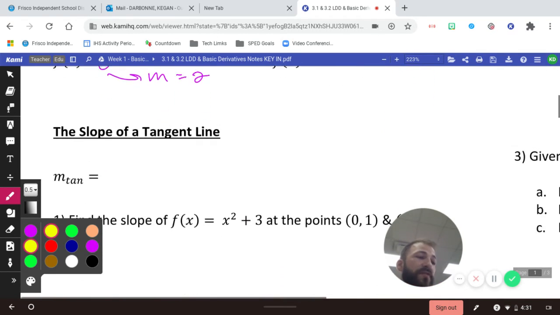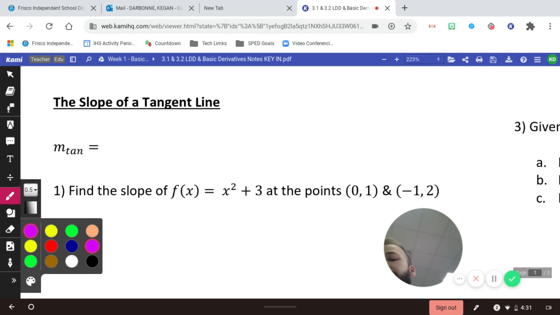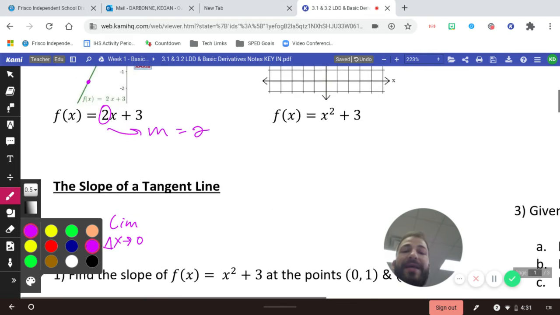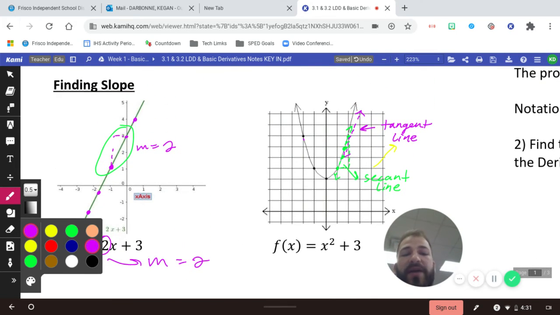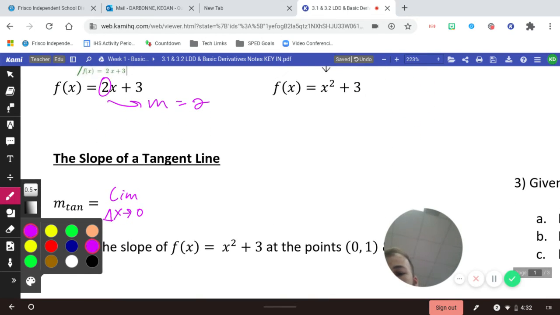So they came up with an equation for this, and that is the limit as delta x approaches 0. And that delta x stands for the change in x. So as the change in x approaches 0, as in this little change in x right here of my secant line, as it gets smaller and smaller and smaller, so small that it's almost 0, I'm evaluating f of x plus delta x minus f of x, divided by delta x.